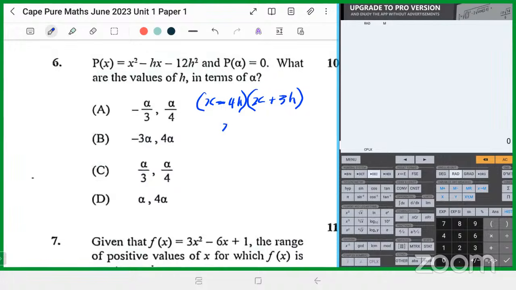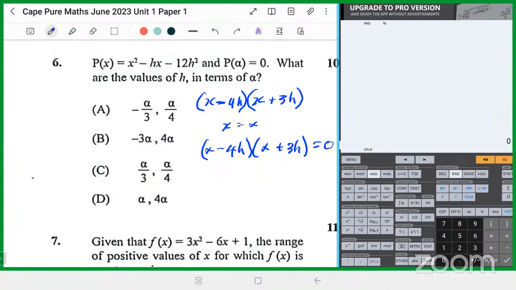So when x equals alpha, we're going to get alpha minus 4h into alpha plus 3h equals 0. So it's either this equals 0 or this equals 0. But I want h to be the subject, so I put this equal to 0, making h the subject, and I put this equal to 0, making h the subject.